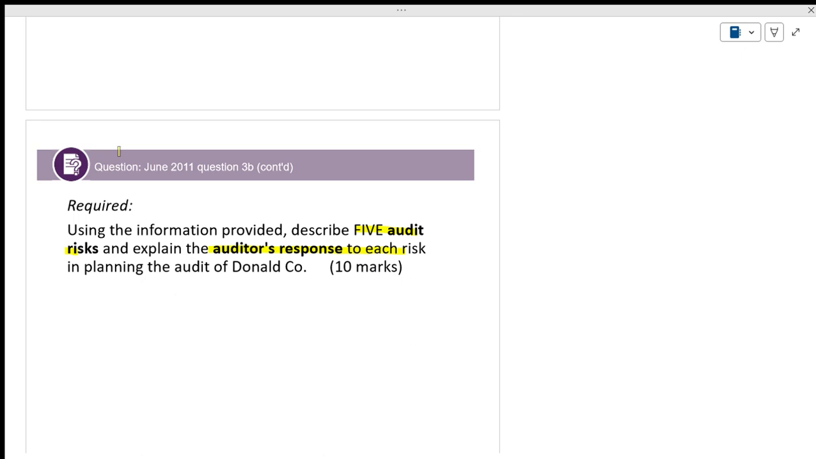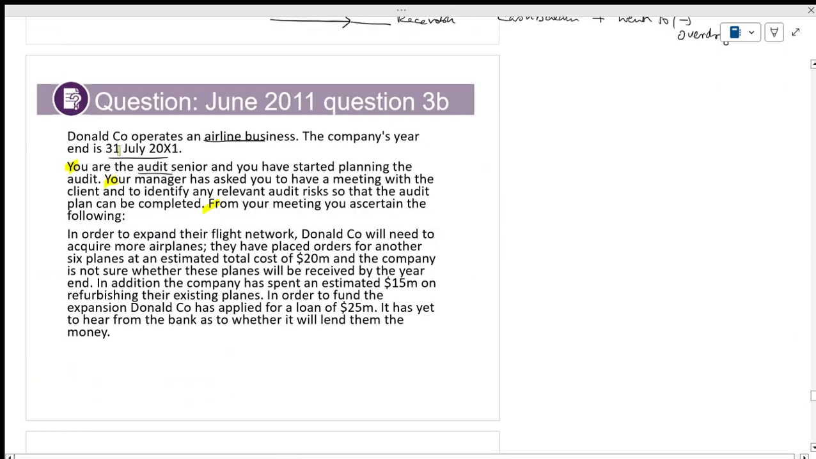Now, compared to the previous question, it will be very easy for you. In order to expand the flight network, you are doing airline business. Keep it in mind, airline business. Donald will need to acquire more airplanes. They have placed orders for another 6 planes, estimated at 20 million, and the company is not sure whether these planes will be received on time. You are not sure, so you cannot make any forecast or budgets.